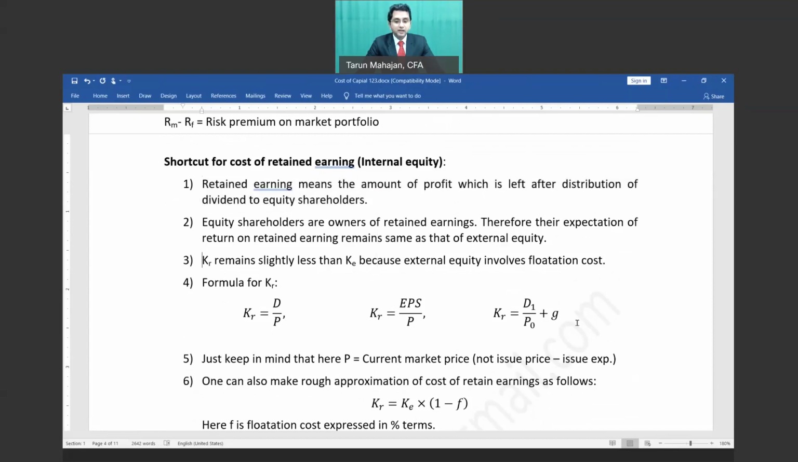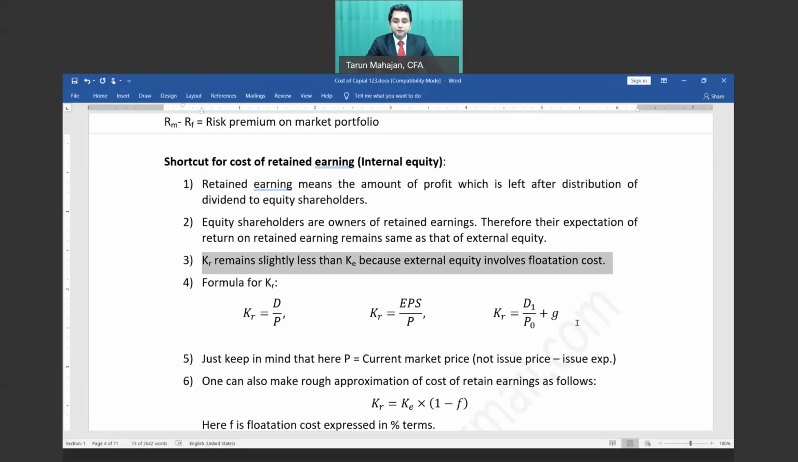But practically, cost of retained earning is slightly less than cost of equity. You know why? In case of equity shares, besides the expectation of investors, you have to bear issue expenses also. Brokerage, underwriting, prospectus expenses, fees of merchant banker, etc.